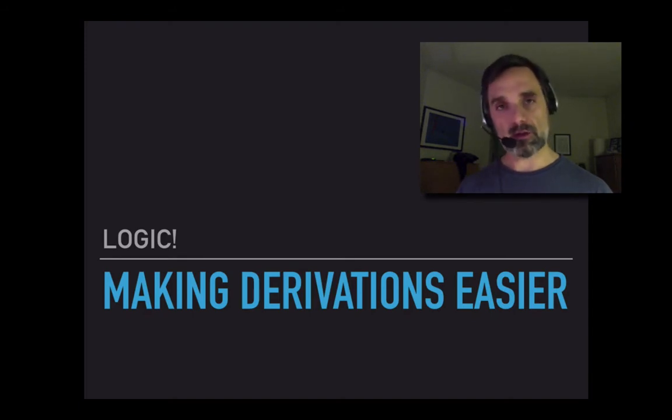Show the conclusion, make an assumption if you can, enter the premises, apply your inference rules, and finally box and cancel. But that apply inference rules part can get tricky, and also we want to think about boxing and canceling. And so I want to talk about how to make those parts of the derivation a little bit easier.